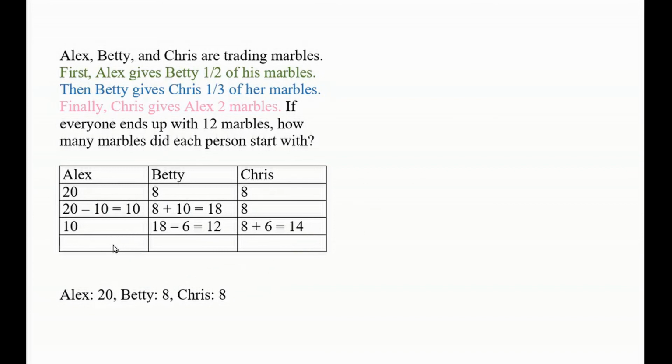So what does that mean? Alex will end up having 2 more marbles. And Betty will still have 12. Nothing changed for Betty. And Chris gave 2 marbles to Alex, so he will lose 2 marbles and he will end up having 12. Take a look. They all end up having 12 marbles. So I know my answer has to be correct. I don't have to look in the back of the book. I do know my answer has to be correct.